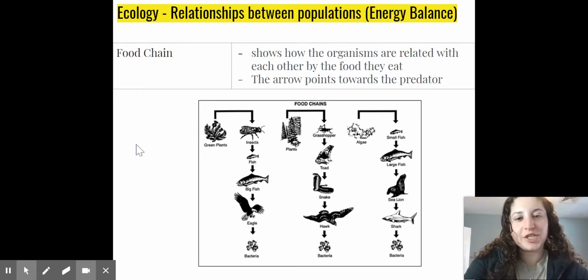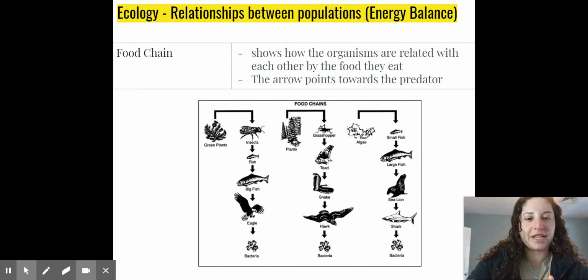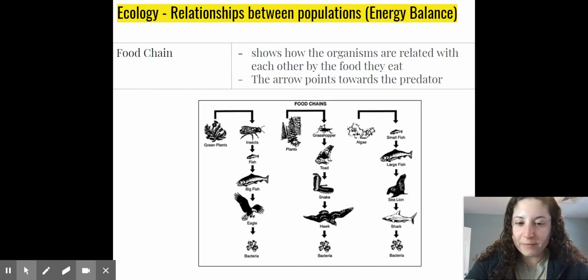So basically, a food chain shows how organisms are related with each other by the food that they eat. And the arrow points towards the predator. That's really important to remember. So if we look at this food chain right here, we start with a green plant. And this is telling us, because of the arrow, that the insect eats the green plant. So it's pointing in the direction that the energy is going, or it's pointing towards the predator.